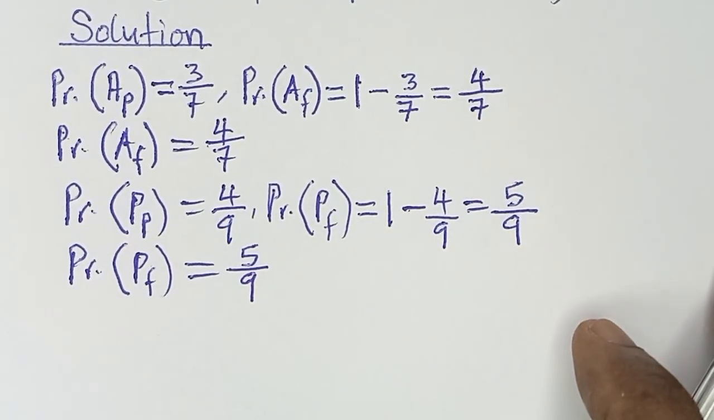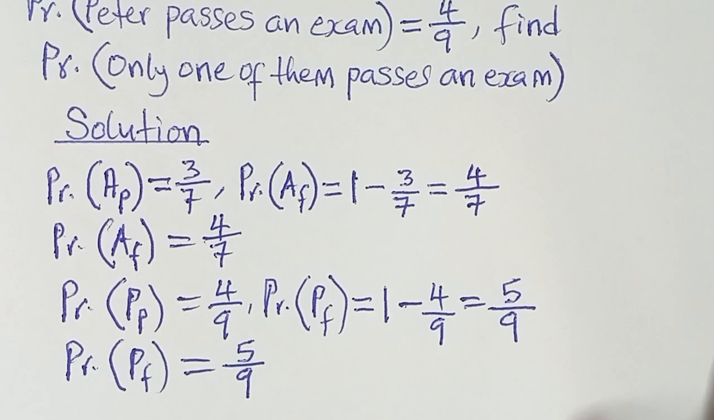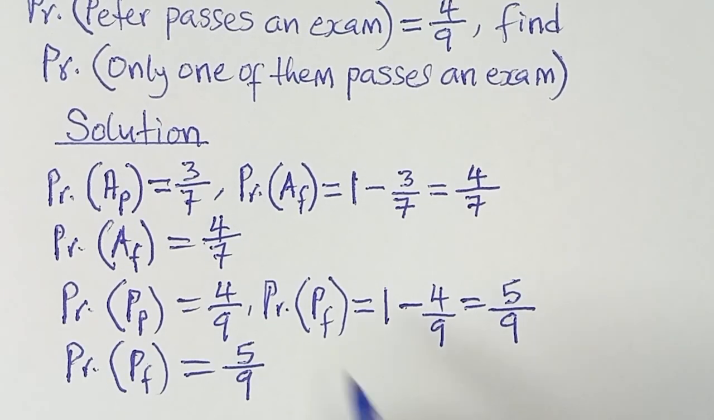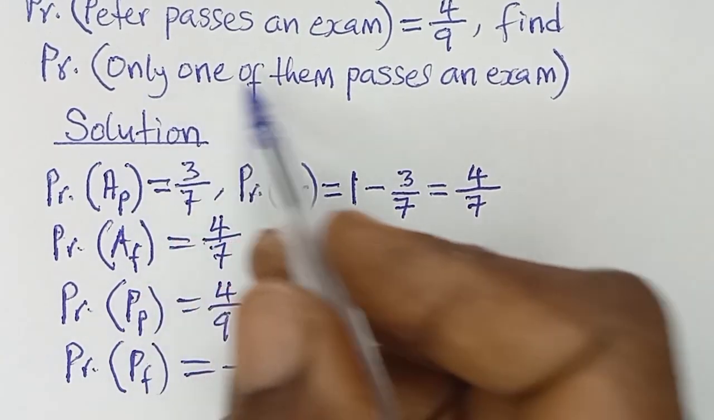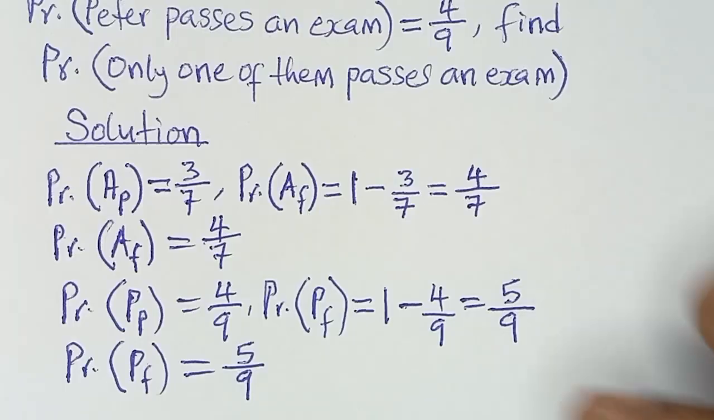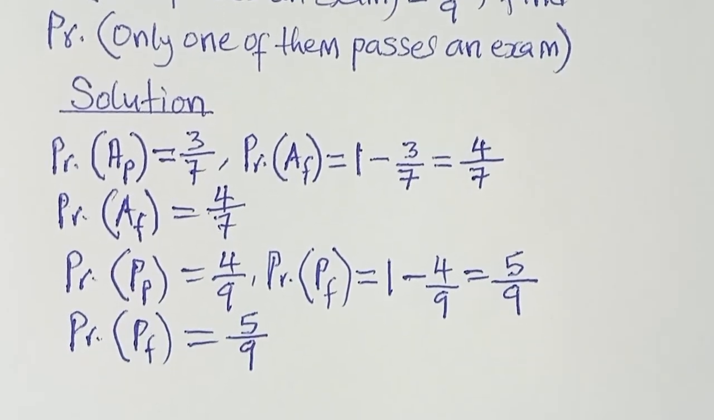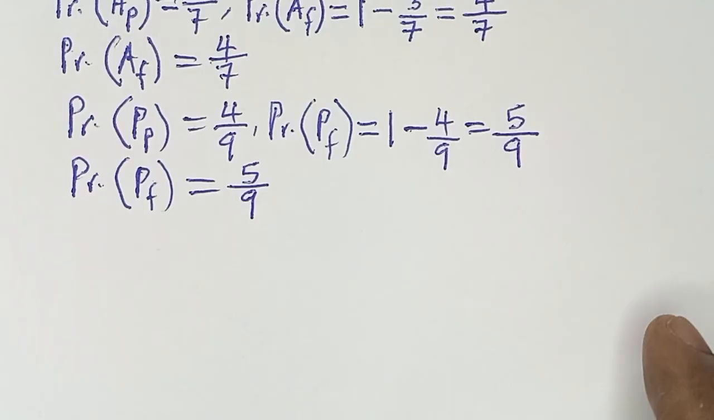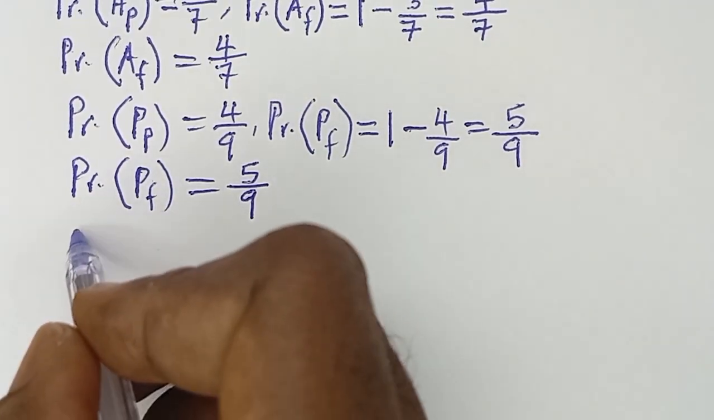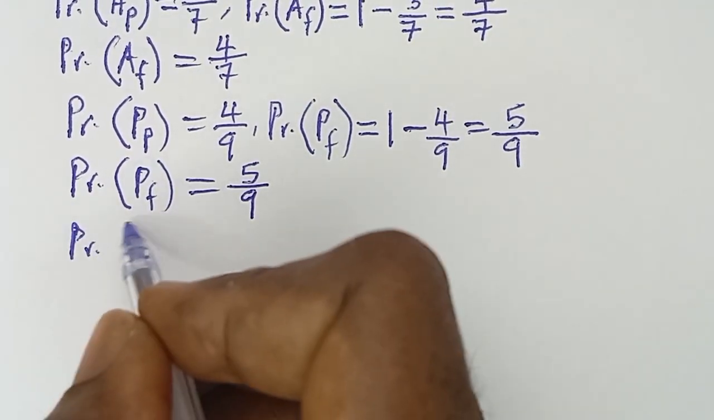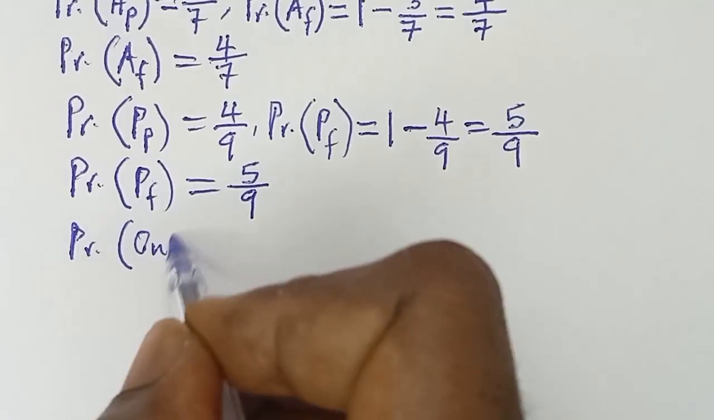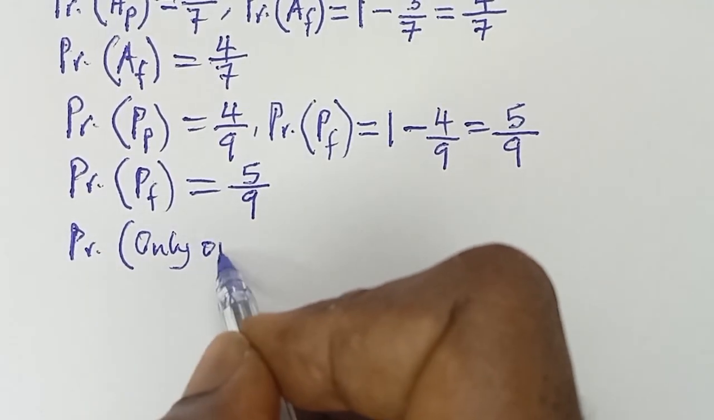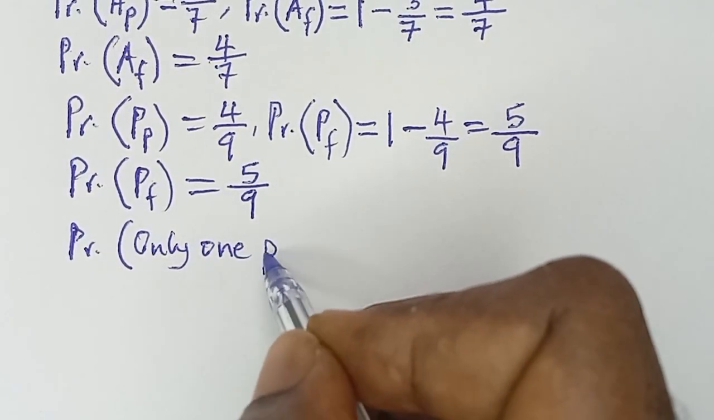Now, let's see what the question is actually asking. The question says, find the probability that only one of them passes an exam. So logically now, let's look at what this part is telling us. The probability that only one passes.